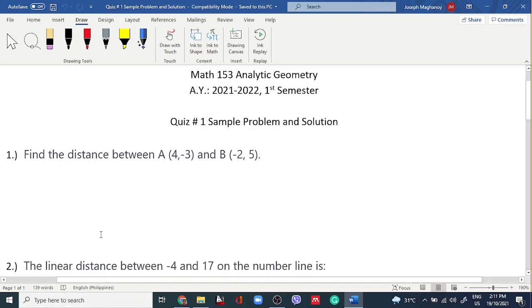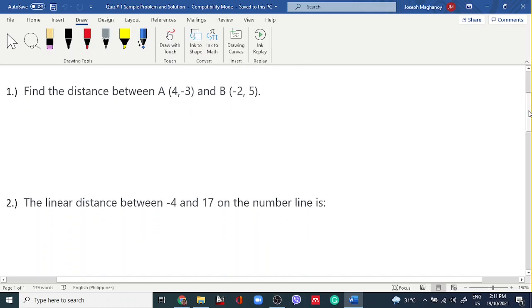activity in order for you to apply what you learned in this quiz number 1. Usually, the supplementary problems are related to our quiz number 1. I hope your comprehension will improve based on the sample problem and solution that you see in our quiz number 1. Okay? So, start with our problem number 1.